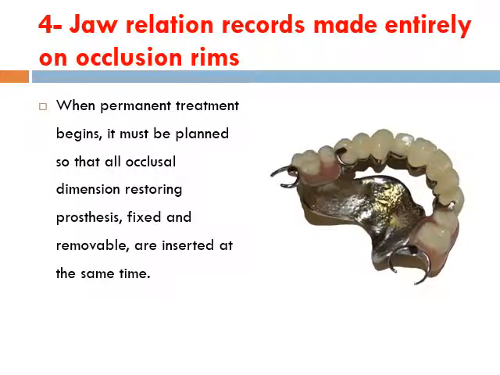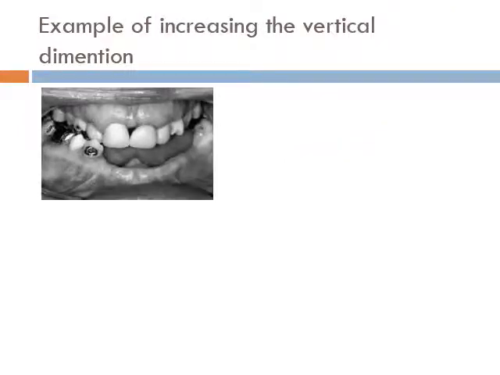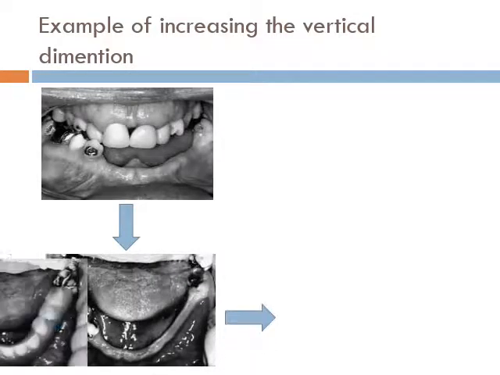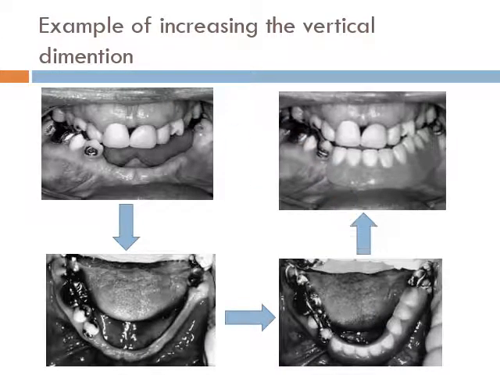When permanent treatment begins, it must be planned so that all occlusal dimension restoring procedures, fixed and removable, are inserted at the same time. Example of increased vertical dimension. You see here some pictures. Here we see there is some increase to solve the problem in the previous 6 statements. 6 حالات سابقين أو 5 حالات سابقين. هنا واضح بالصورة إزاي بنرفع الـ dimension شوية.